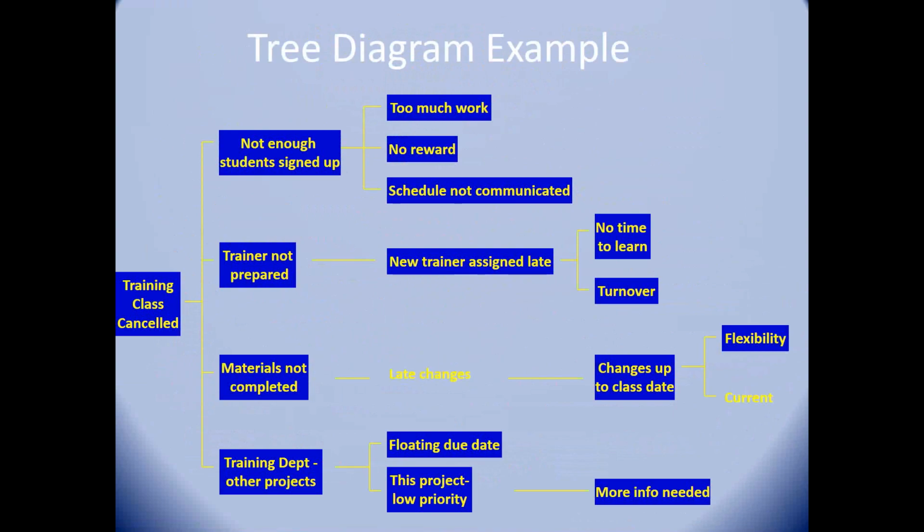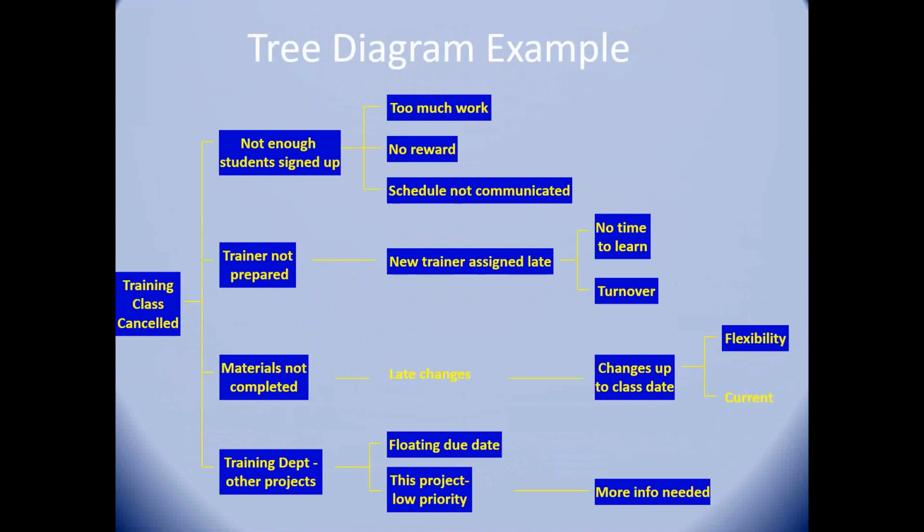Well, there's 4 possible reasons here. We don't know what the end is yet, but not enough students signed up. It was canceled because the trainer was not prepared. Materials not completed. Or the training department had other projects they had to work on. So again, why would there not be enough students?